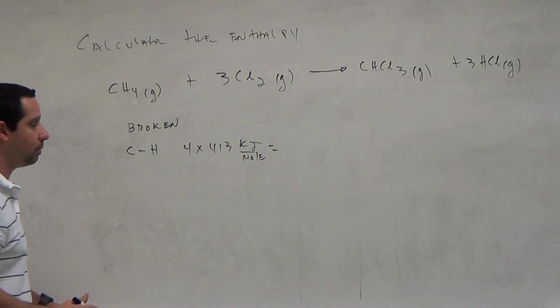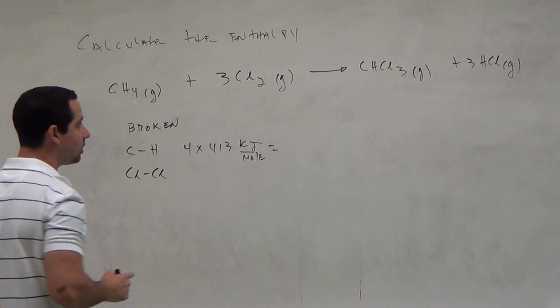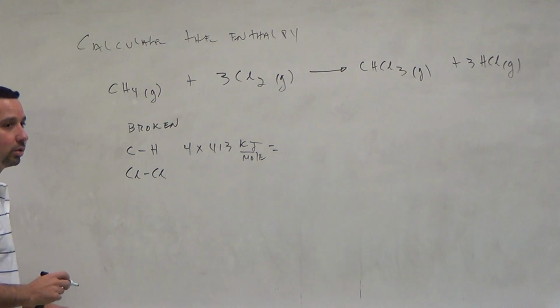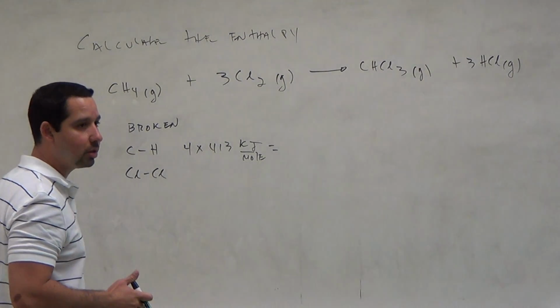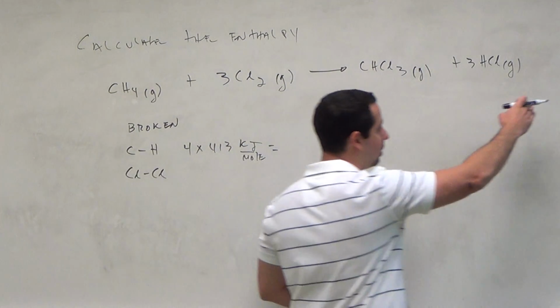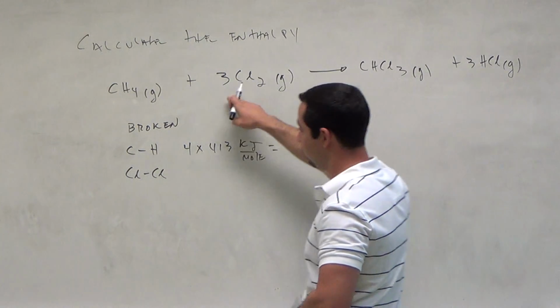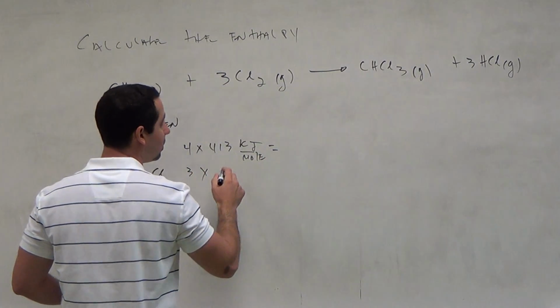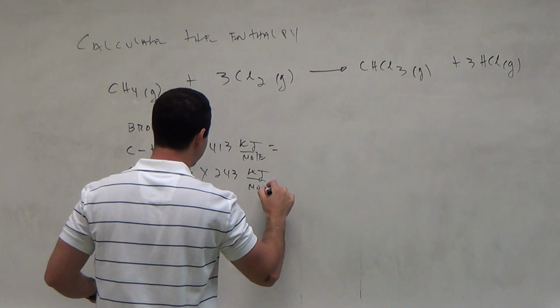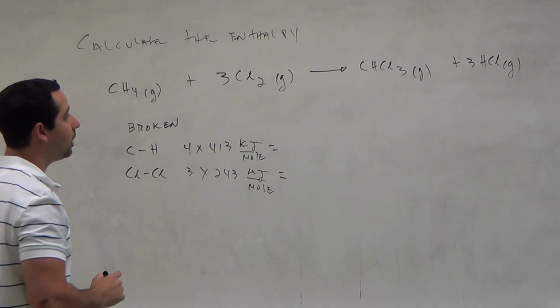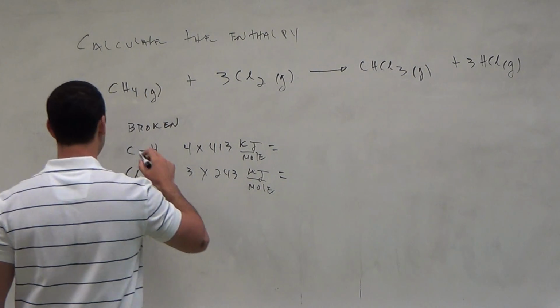What else did we break here? We broke a Cl-Cl bond, yes? How many? Cl2, 3. 3 Cl-Cl bonds, yes? Because a Cl2 has 1 Cl-Cl bond. How many of these did you break? I broke 3 of them. So 3 times, what's the number? 243 kilojoules per mole. And those are bonds broken.